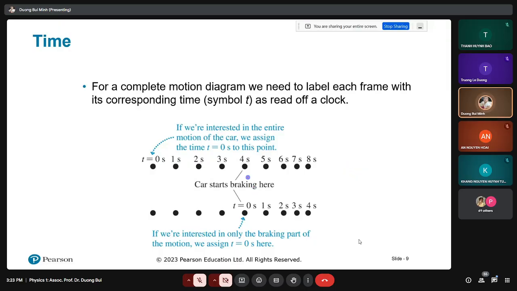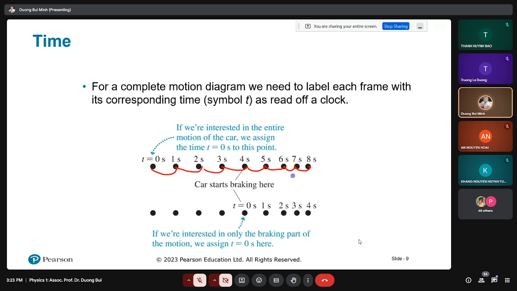Or we consider times. Okay, look at this one. This bit is constant, or not constant. Why? Because the distance here is large, and then reduces gradually. So this bit is slowing down during the times.